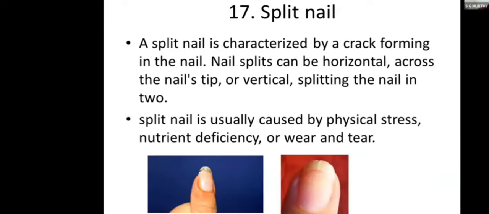Split nails. Split nail is a crack forming in the nail. The nail splits horizontally or at the tip, or it's just like nail breaking. Usually the nail will not break. It is tough enough to sustain anything, but if you torture it, it'll break. So vertical splitting and all can happen if the nails are weak. Nails can be weak because of some nutritional deficiency or physical stress. You try to open things with that and it may break. Opening a box, opening a can, it may break at the tip sometimes. So that is the split nail.